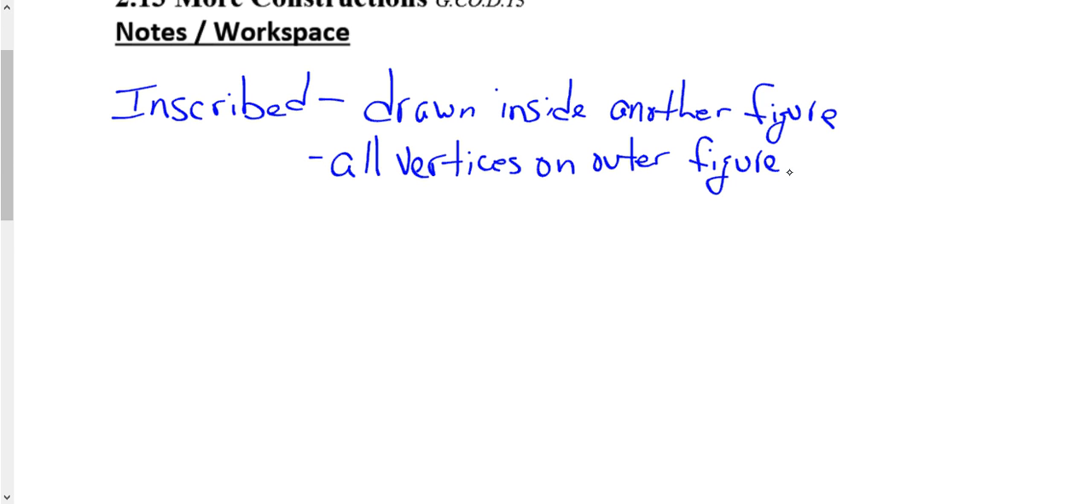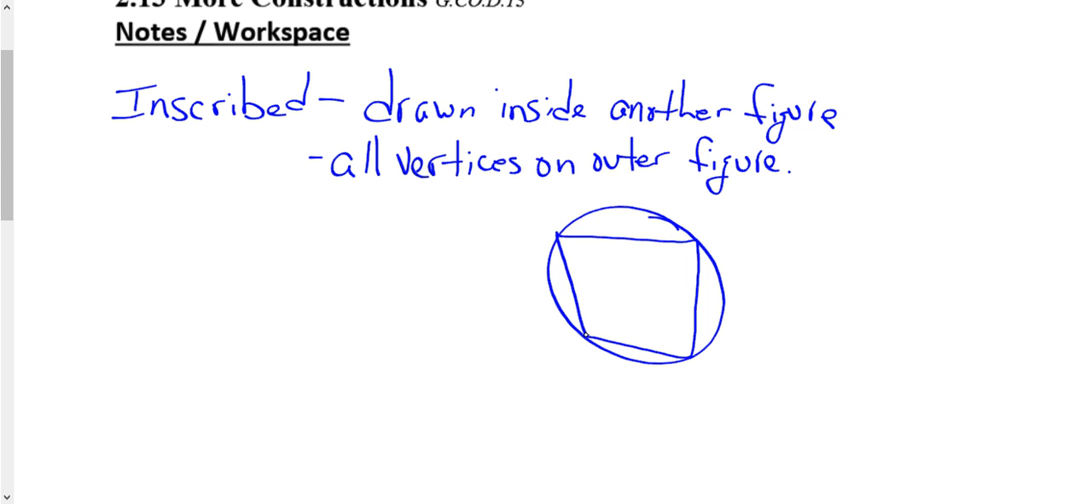Okay? So maybe we have a diagram, a circle, and I'm going to inscribe a quadrilateral. Everybody see that? So we have a quadrilateral inscribed inside a circle. We say the quadrilateral is inscribed. But the thing on the outside, from this point of view, is not inscribed, it's what we call circumscribed.